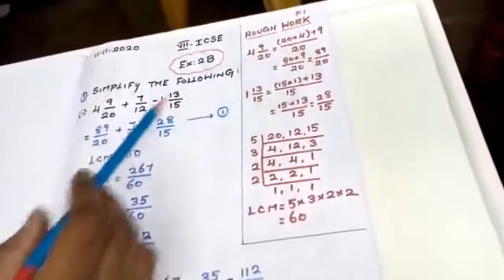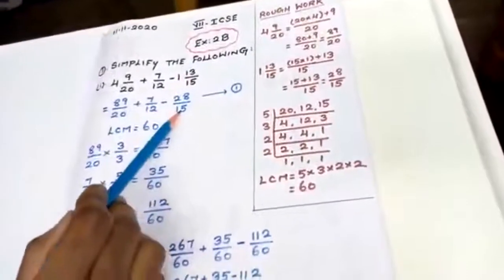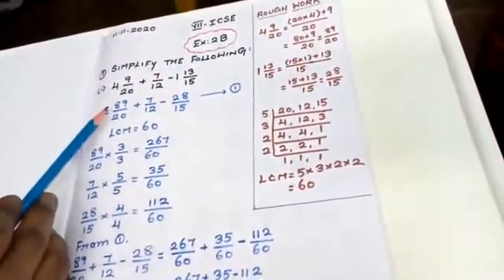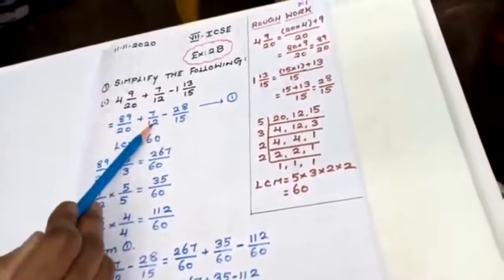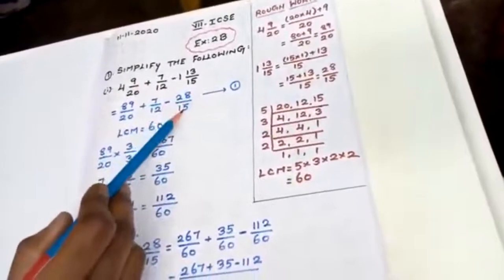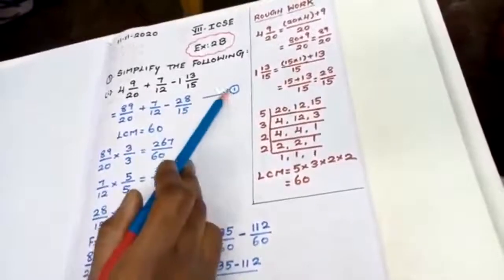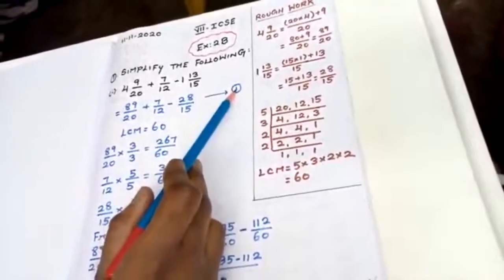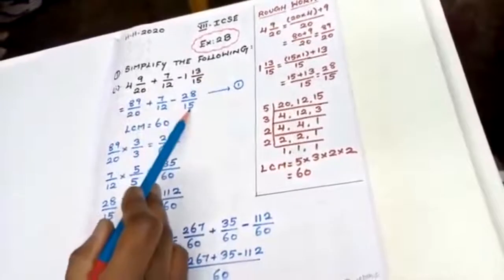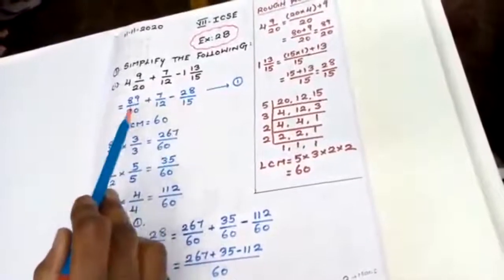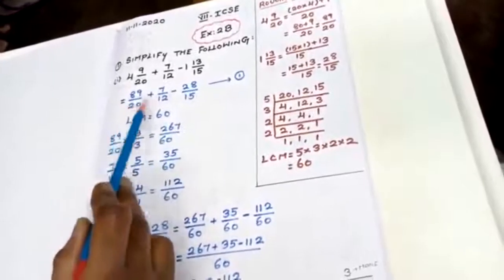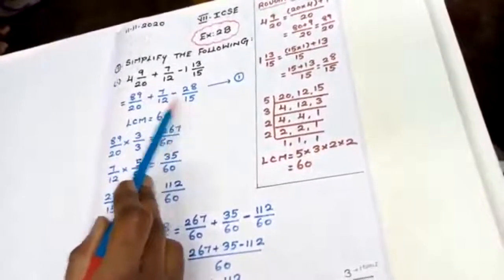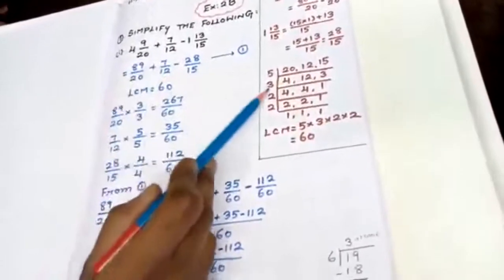Same way, you are going to convert this value. After converting, I am getting the value as 89 by 20 plus 7 by 12, write it as it is, minus 28 by 15. Just for your understanding, I am marking it as equation 1. After writing these fractions, I am going to check the denominator. The denominators are different here, 20, 12, 15. I am going to take these values to the rough work.